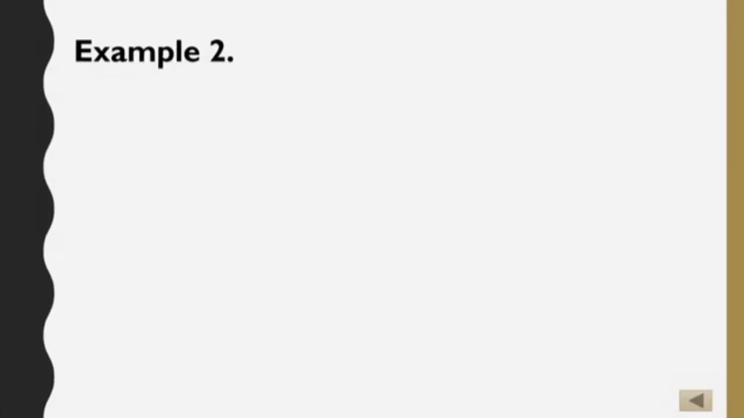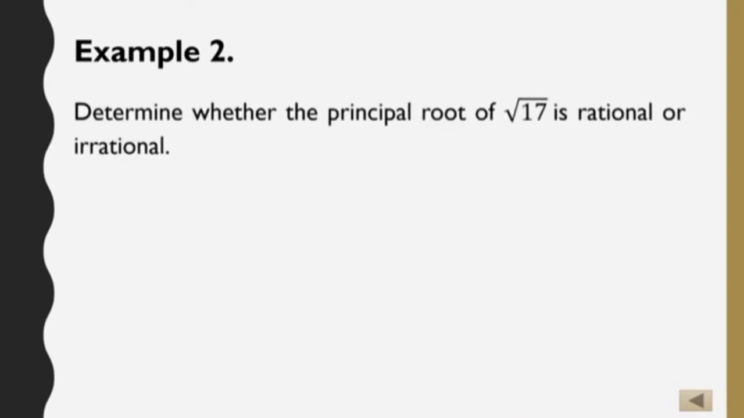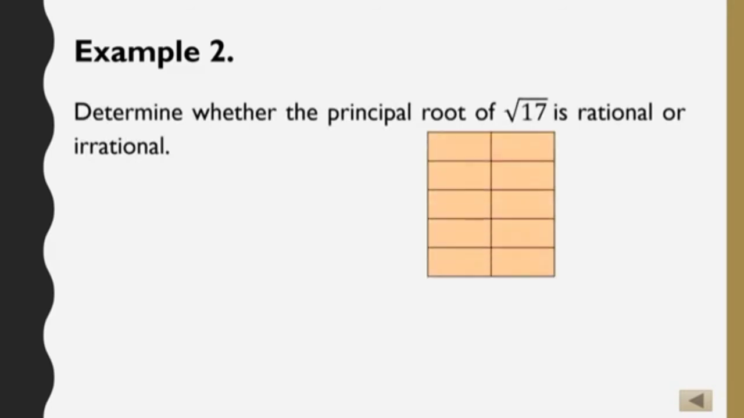So let's have example number 2. Determine whether the principal root of square root of 17 is rational or irrational. So paano ba natin malalaman kung ang square root of 17 ay rational o irrational? So katulad ng sinabi ko kanina, pwede niyong isa-isahing i-multiply ang isang number sa sarili niya hanggang sa malaman natin sakto ba yung square root of 17 or hindi siya kabilang sa rational.